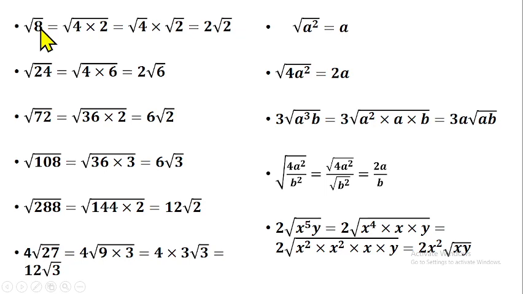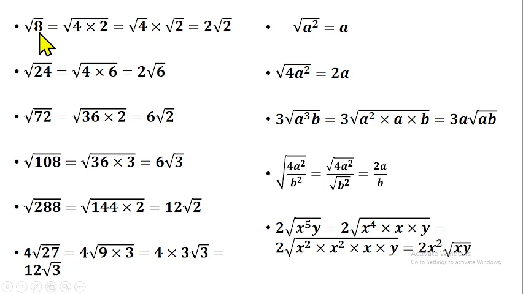Then how do we simplify a square root that is yet to be simplified and it is not a perfect square? I want you to understand the explanation. What do you do? Look at the number you want to simplify, square root of 8 here now. Look at the two numbers you can multiply together to give us that number, this 8, and one of those two numbers is a perfect square. I'll come again. How do we simplify a square root that is not a perfect square? Look for two numbers you can multiply together to give us the number under the square root, and one of the numbers is a perfect square.